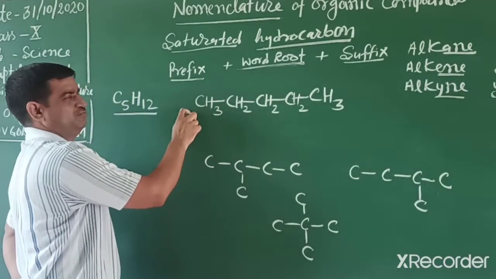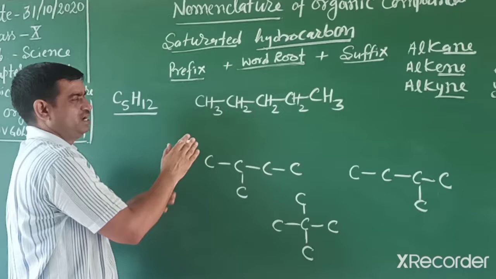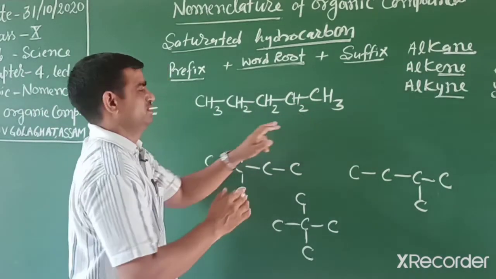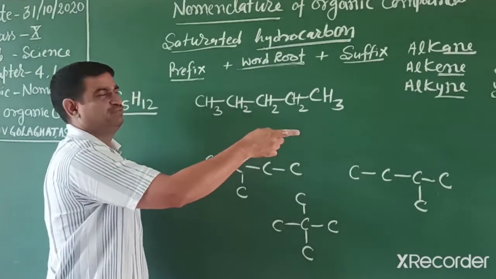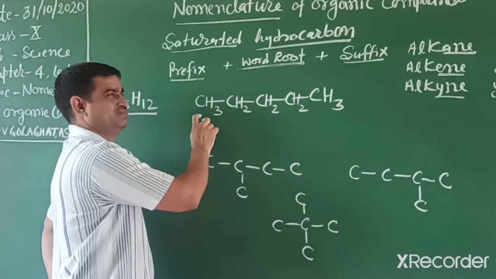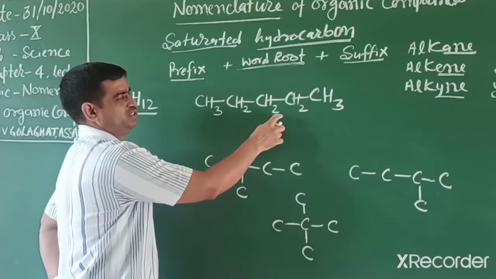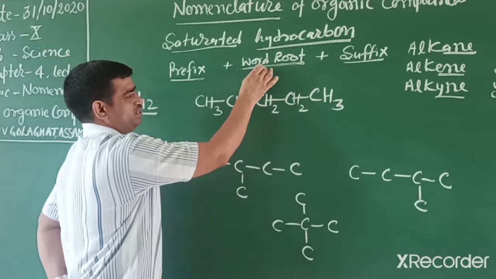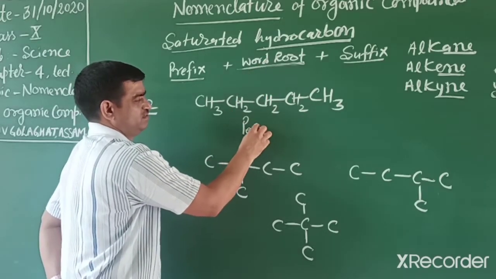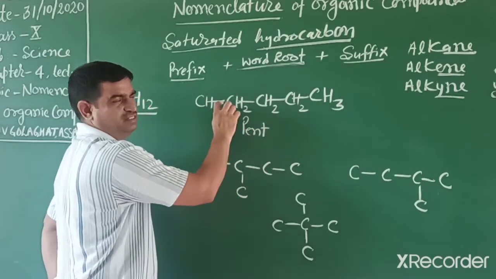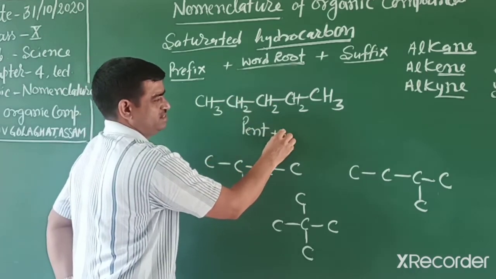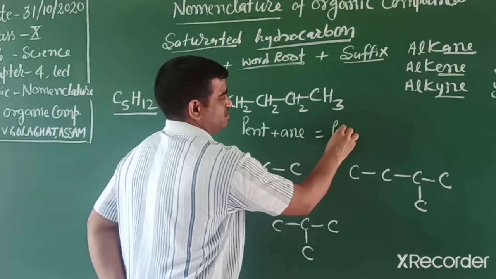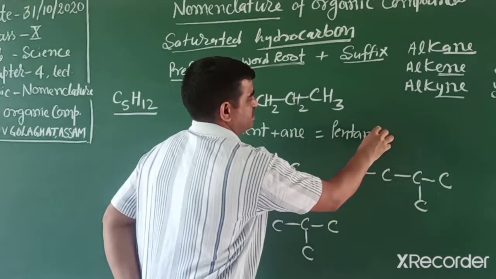So what is the name of this compound? We have to start either this side or this side. First we have to count how many carbon, because there is no substituent, no side branch, so you can count from any side. 1, 2, 3, 4, 5. 5 carbon, the word root is pent, and it is a single bond, then we add the suffix N. It means its name is pentane. Pentane.